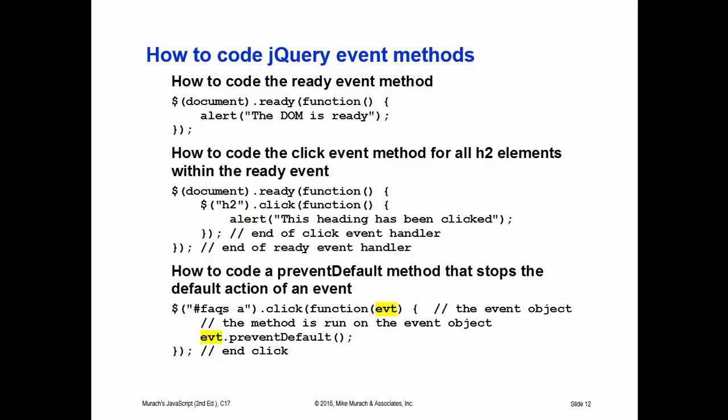Okay, to code an event handler, you code a selector, the dot operator, and the name of the event method. Then you pass the method a function that handles the event. The event handler for the ready event method will run any methods that it contains as soon as the DOM is ready. We'll see that as we go on. The prevent default we've looked at before, and it's executed on the event object that gets passed to the event handler when the event occurs.